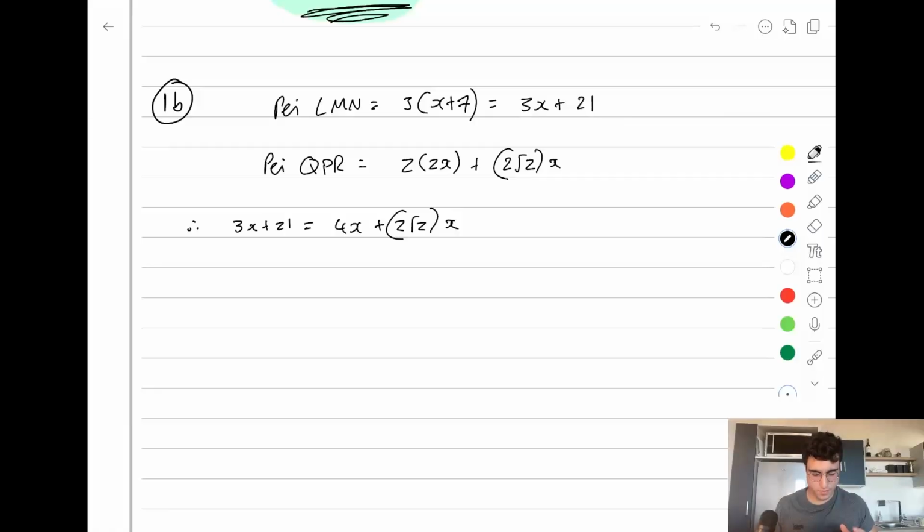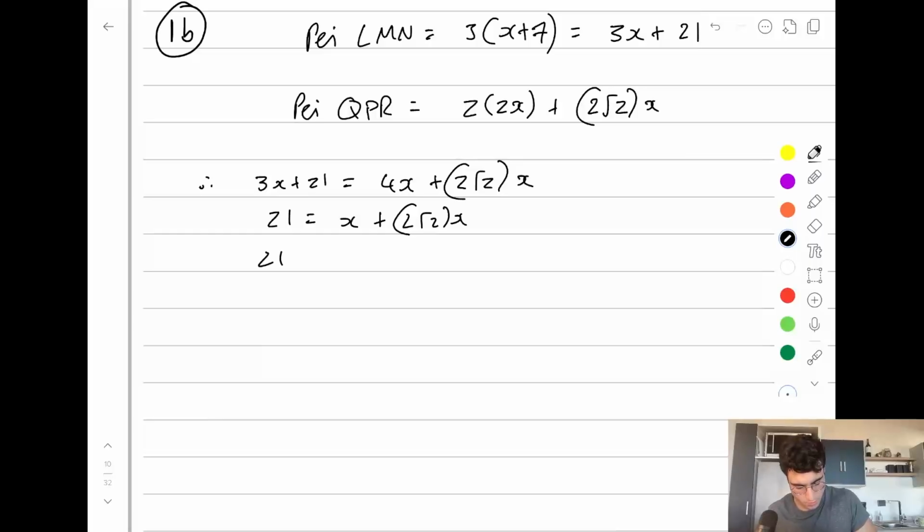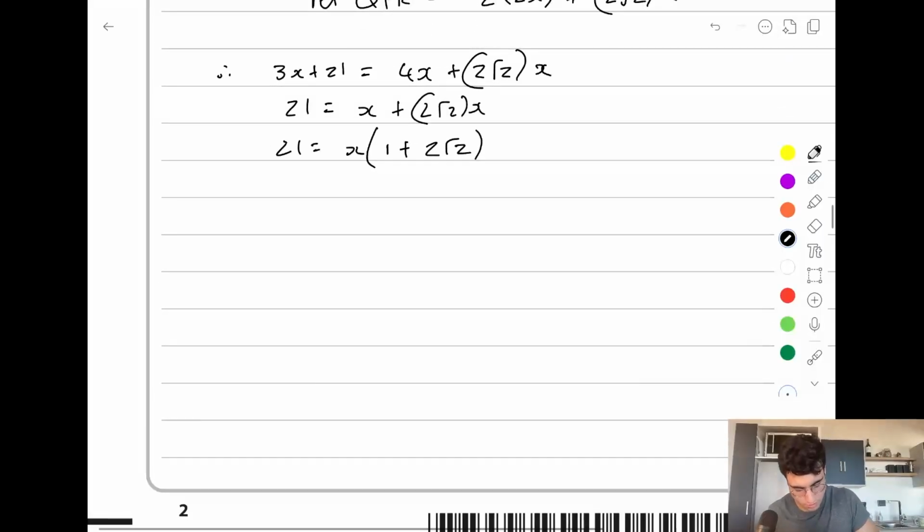Brilliant. So the next thing I'm going to do is say, well, 21 then, that's going to equal x plus 2 root 2x. Then I'm going to say, well, 21 equals x times the bracket, taking out the x, we get 1 plus 2 root 2. So as a result, x is going to equal 21 over 1 plus 2 root 2.